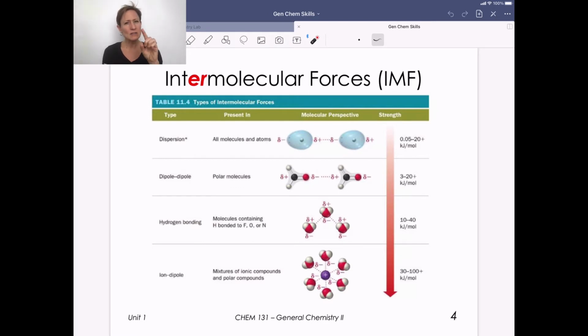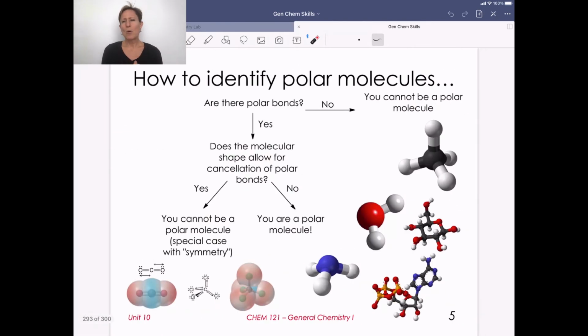So you need to know these by name and the hierarchy. And then we also need to know how and where to find these. Okay, so let's talk again just about polar molecules. This is a review slide from last semester's Gen Chem 1 class. How do you know if something is a polar molecule?